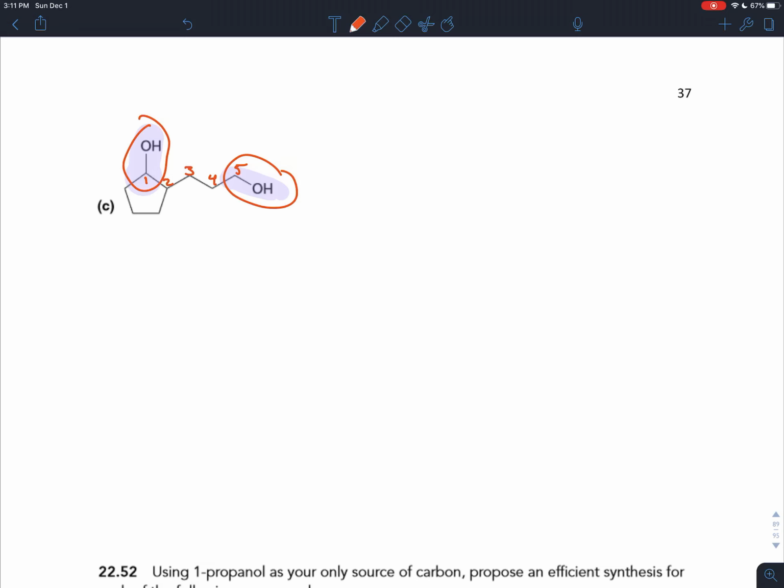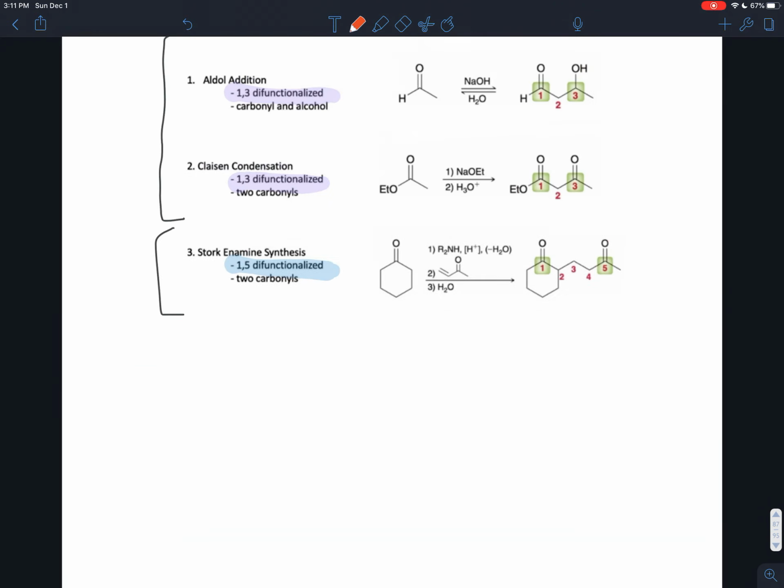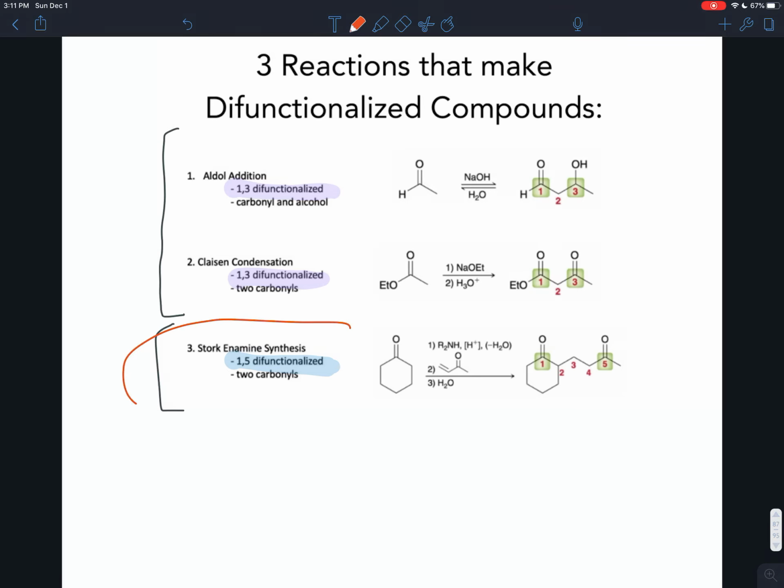Now notice, these are not carbonyls. Nonetheless, we have 2 functional groups. We know that all functional groups can be changed into each other. So maybe these could be made from or turned into carbonyls. And they're on 1,5. Well, that should remind you of the Stork enamine synthesis. The Stork enamine synthesis gives you 2 functional groups on carbons number 1 and 5.